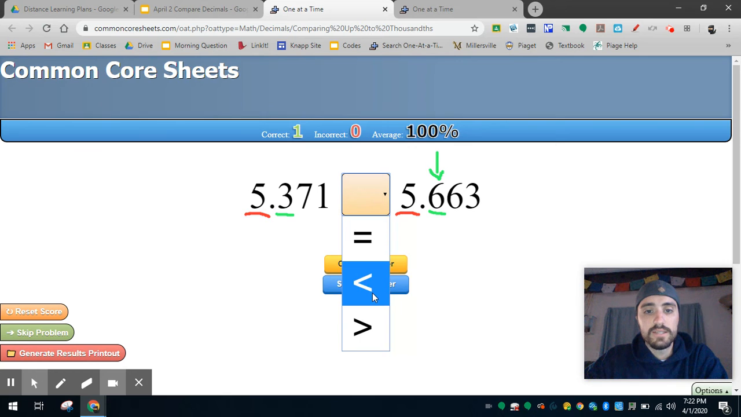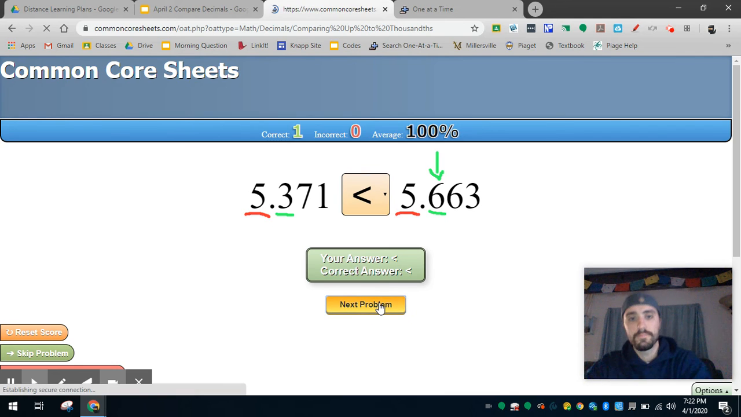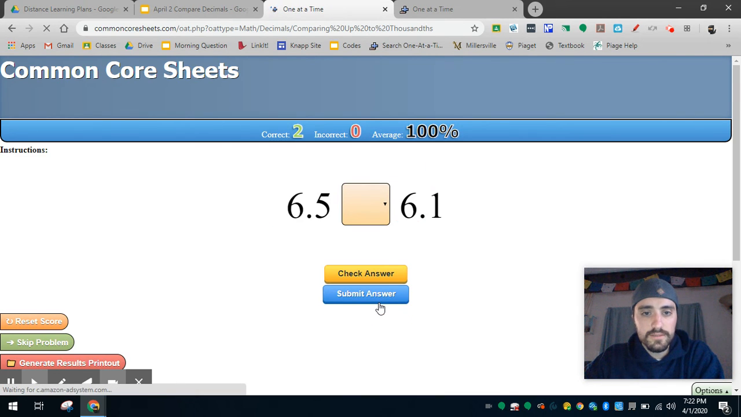So I'm going to pick my sign. So 5 and 371/1000ths is less than 5 and 663/1000ths. Submit. And I got it right. Go team.